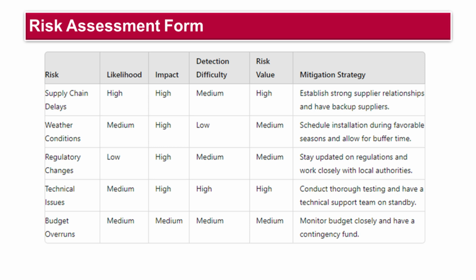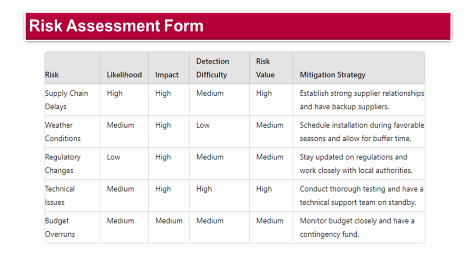Risk value. Calculate the risk value for each risk. This is typically a function of the likelihood, impact, and detection difficulty, and helps prioritize the risks based on their overall threat to the project. Mitigation strategy. Develop a strategy to mitigate each risk. This should include specific actions that can be taken to reduce the likelihood of the risk occurring or to minimize its impact if it does occur.